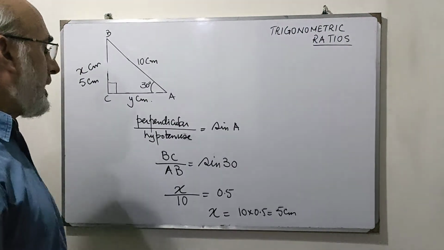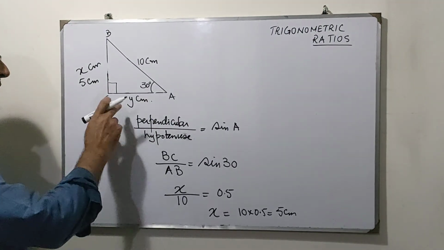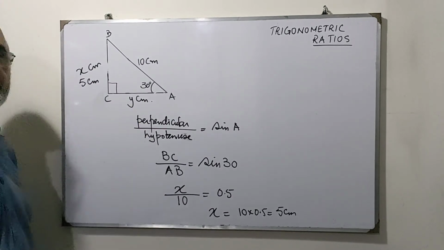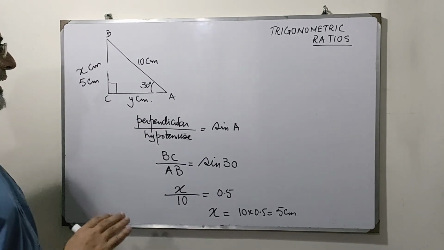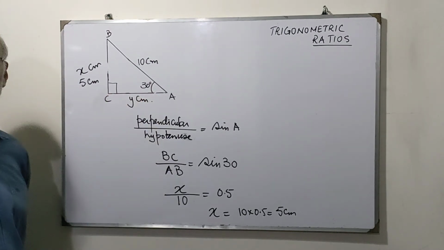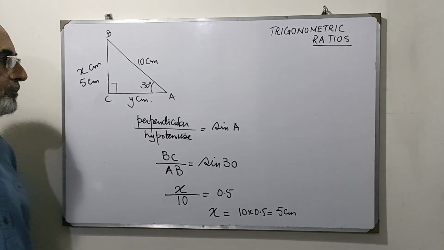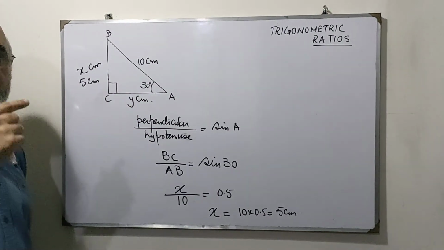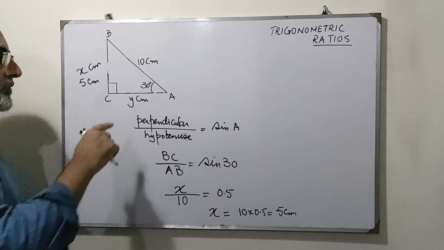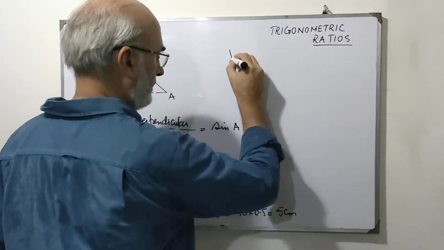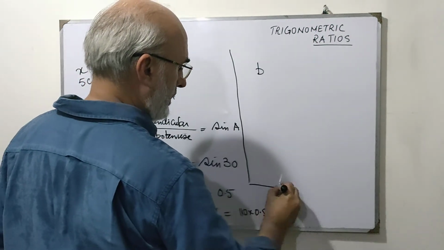Right. Now, the same way, I need to know what is y. Now, for the y, the side is changed. This is the base. Okay? It's not the perpendicular. And now I have to consider the ratio which includes base and hypotenuse. This is base, this is hypotenuse.